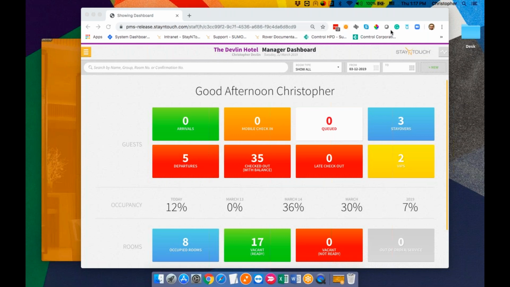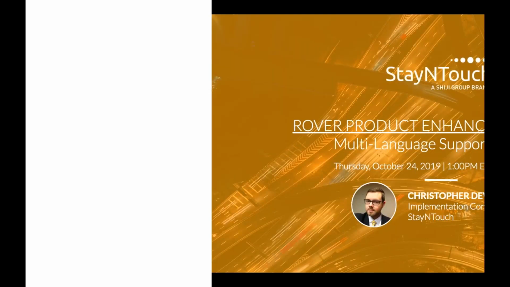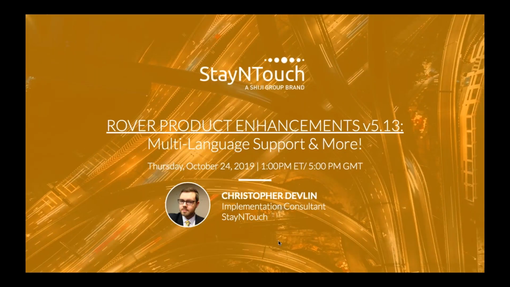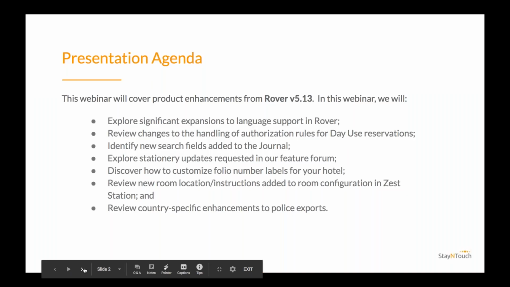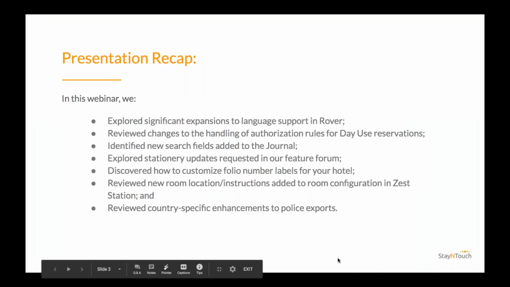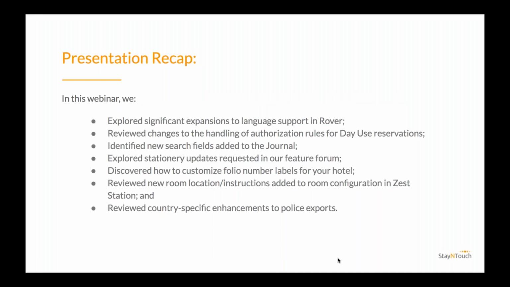So today we explored significant expansions to language support in Rover. We reviewed changes to the handling of authorization rules for day use reservations. We identified new search fields added to the journal. And we explored stationery updates requested in our feature forum. Discovered how to customize folio number labels for your hotel, and reviewed new room location instructions added to room configuration in Zest Station. And then finally, we reviewed country-specific enhancements to police exports.